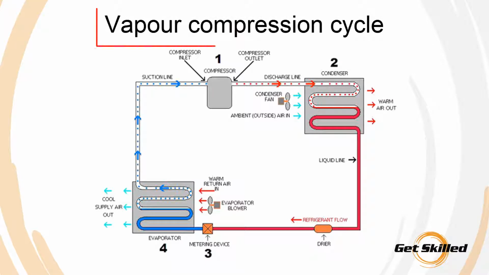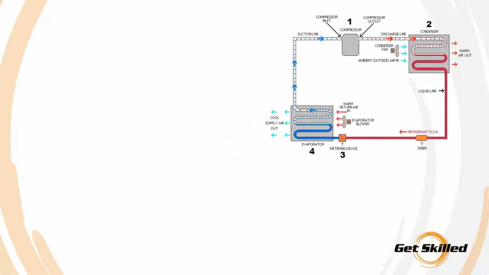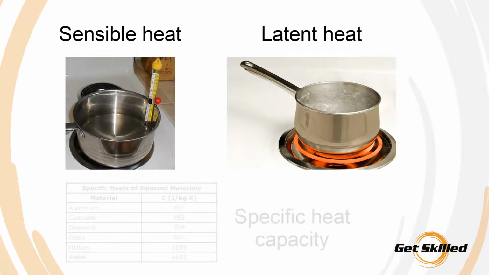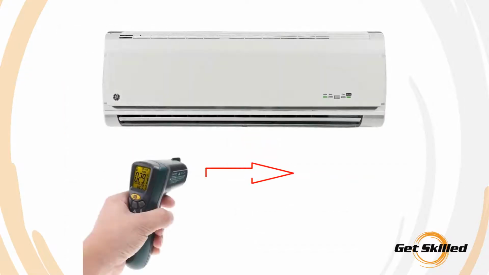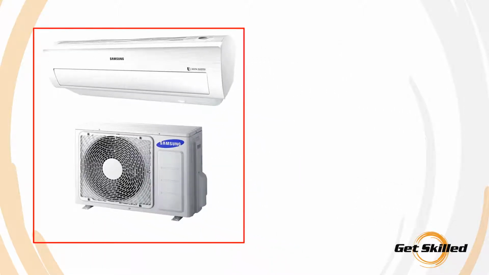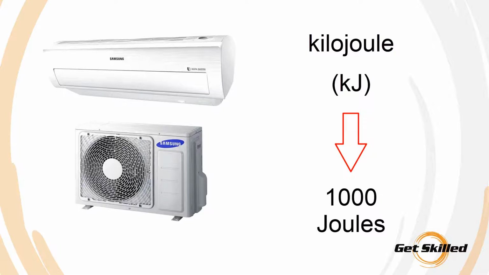To understand the vapor compression cycle, we must first understand the following concepts: sensible heat, latent heat, and specific heat capacity. The SI unit of heat is called the joule. In refrigeration and air conditioning systems, the unit of heat used is the kilojoule, which is equivalent to 1000 joules.